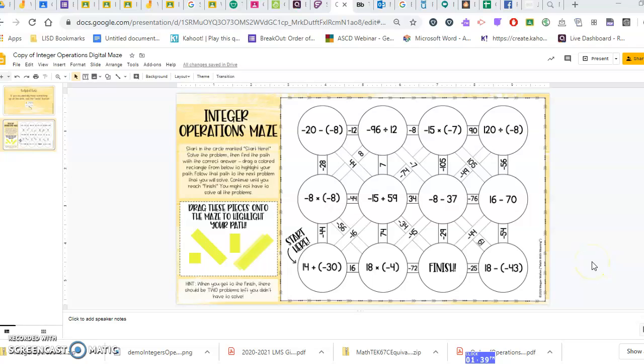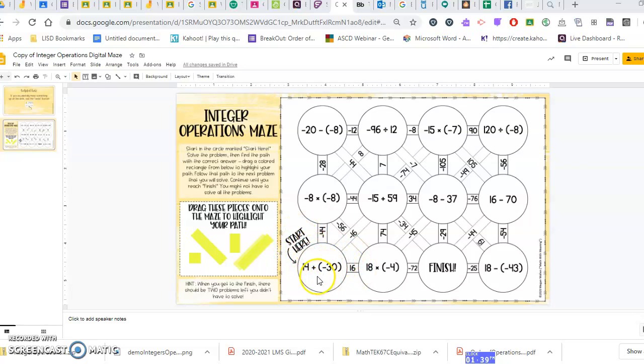Some of you have already done it and done a really good job. If I return it to you, look at it and see what note I wrote you and see what you need to change. So we have a maze. We did a lot of these this year, so you should be pretty familiar with them. You start here where it says start here.